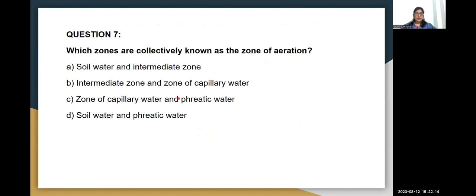Next question, which zones are collectively known as the zone of aeration?